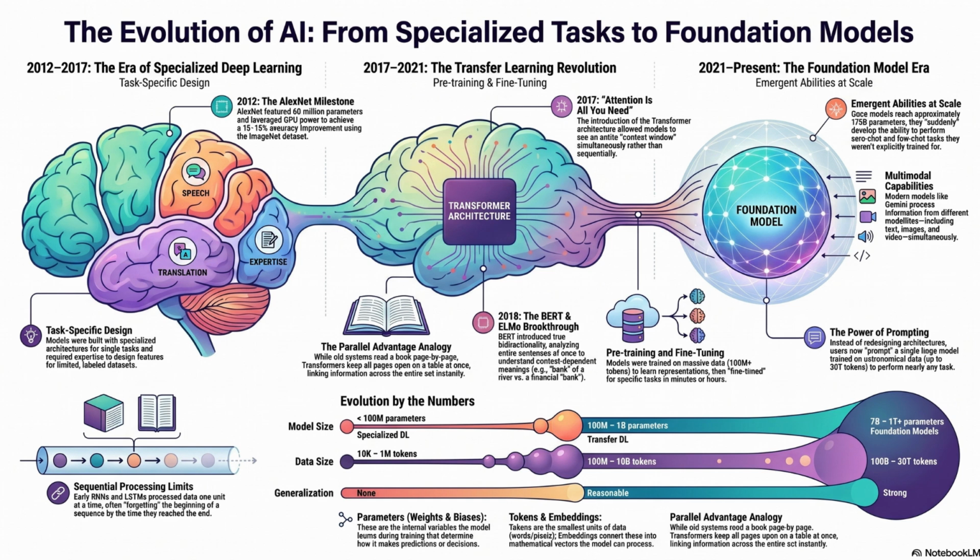Yes, transfer learning fundamentally changed how we build AI. Instead of starting from scratch for every task, you build a large base model, say 100 million to 1 billion parameters, and you pre-train it on a massive corpus of text, perhaps up to 10 billion tokens. But during this pre-training phase, you aren't teaching it to do a specific job like sentiment analysis or translation, are you?